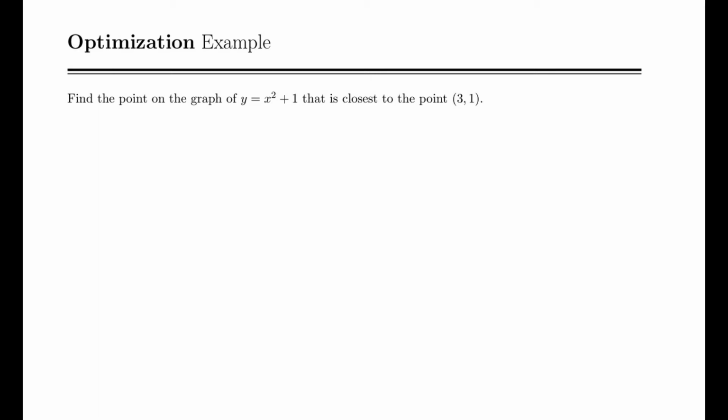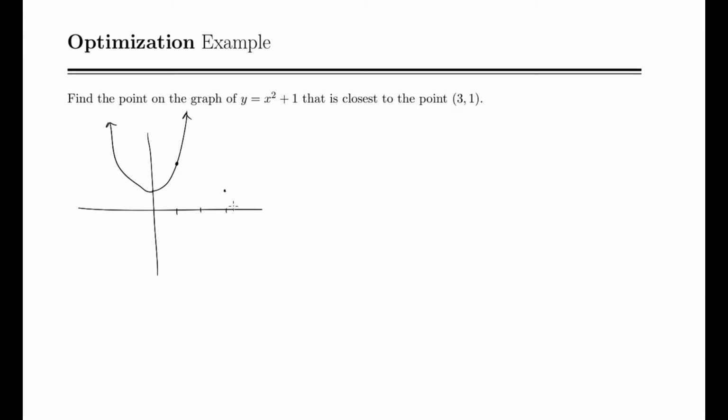Well, we're looking at points on this curve. We can go ahead and sketch that real quick to just get an idea of what's going on. We've got a parabola, and we're looking at the point (3, 1). So 1, 2, 3, 1.